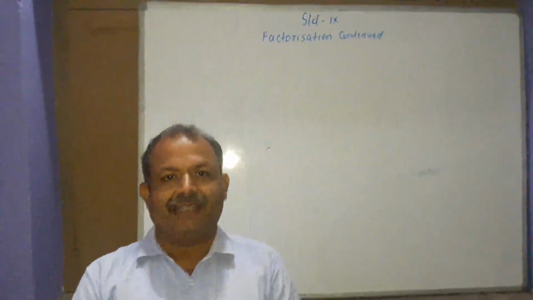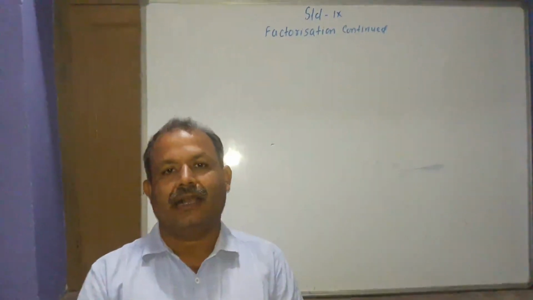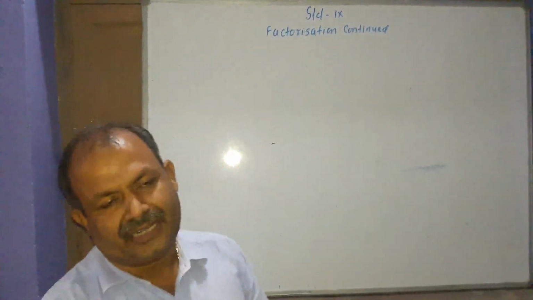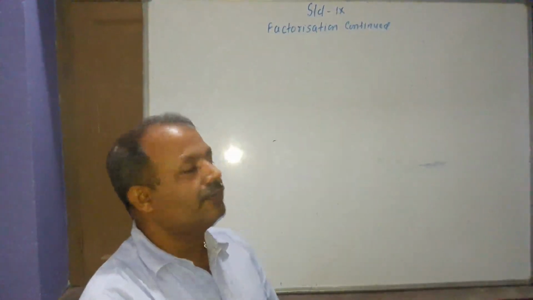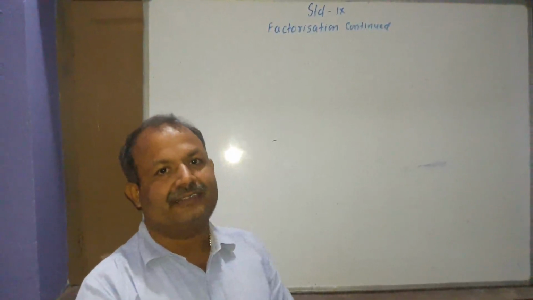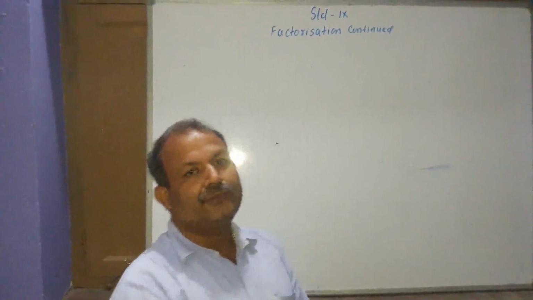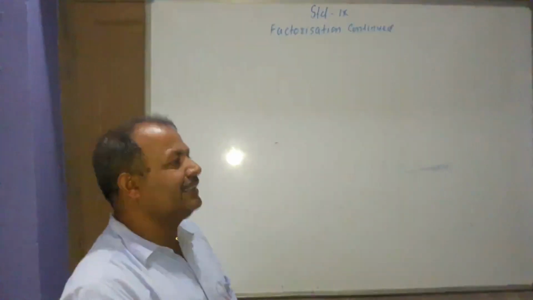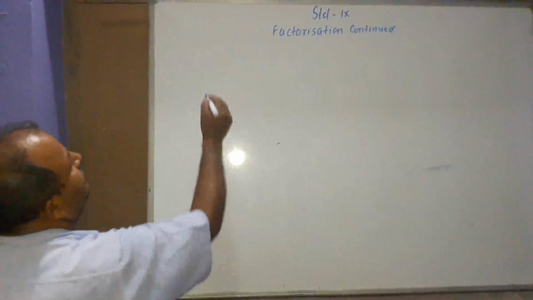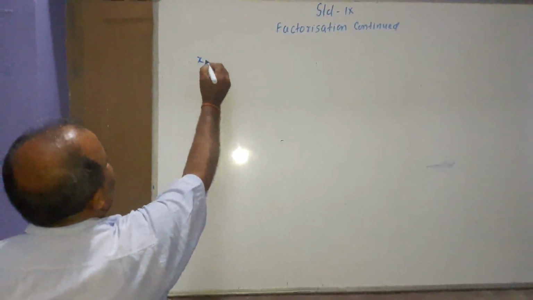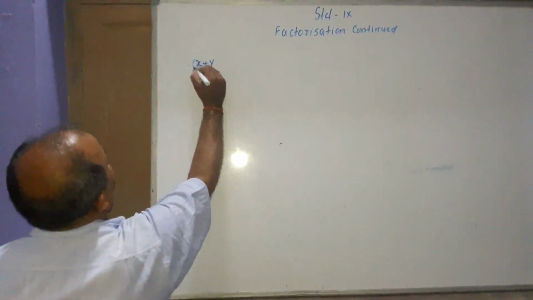Good morning everybody. Today I am going to make you understand how to solve the problems of exercise 3E. Before starting, you must know two identities at first. First identity, cube of x plus y.